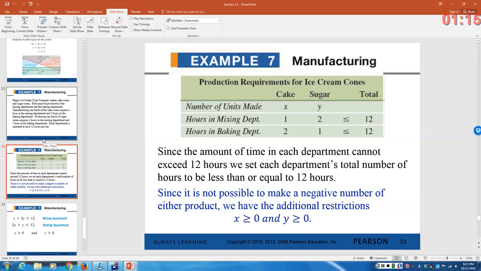That information gives us enough information to come up with a system of inequalities. The number of units made are our variables, X and Y. X takes 1 hour in mixing and Y takes 2 hours. So 1X plus 2Y is going to have to be equal to or less than 12 hours.